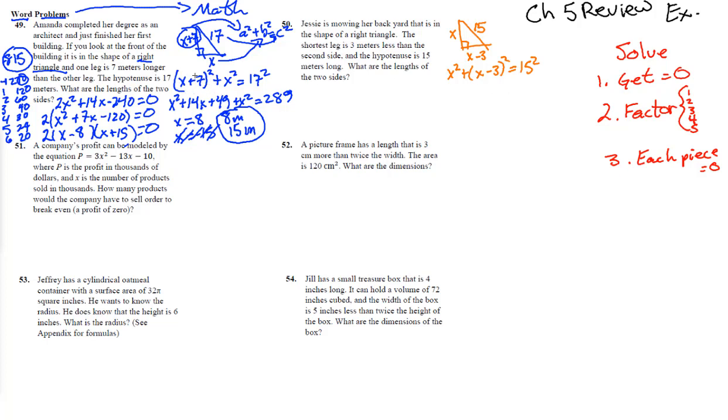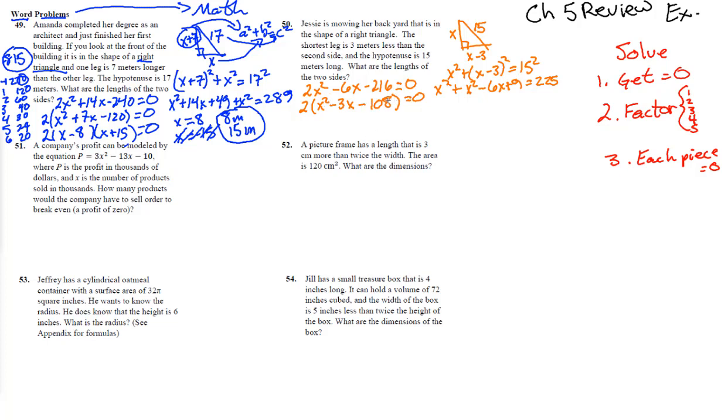Follow the similar pattern to number 49. This is going to be x squared plus x squared minus 6x plus 9 equals 225. So this is now, let's write it over here, 2x squared minus 6x, and if we subtract 225 from both sides, we get minus 216 equals 0. Okay, let's factor, let me see. Common factor of a 2, and we get x squared minus 3x minus 108 equals 0.